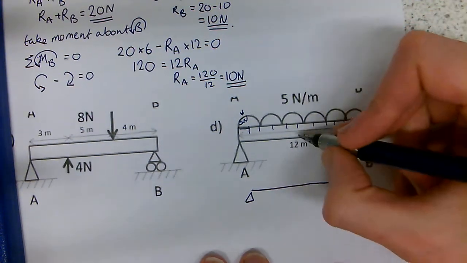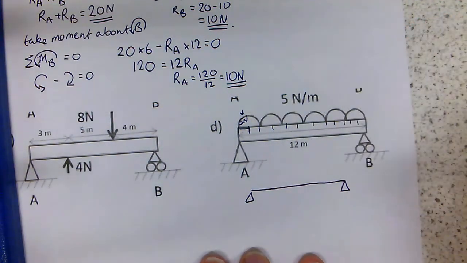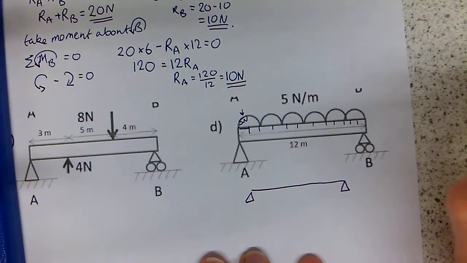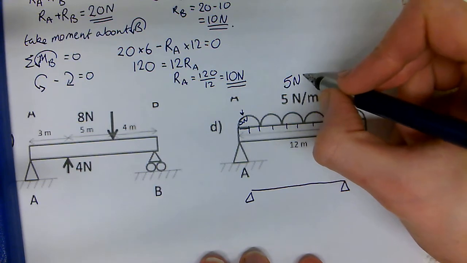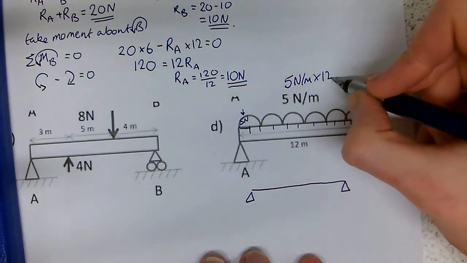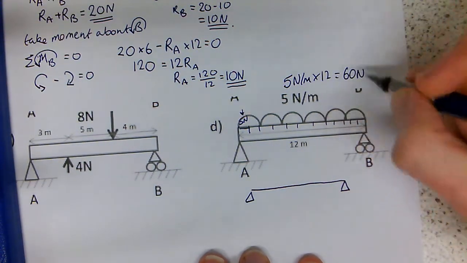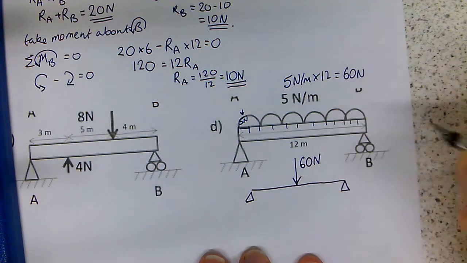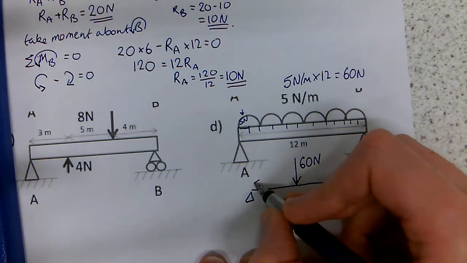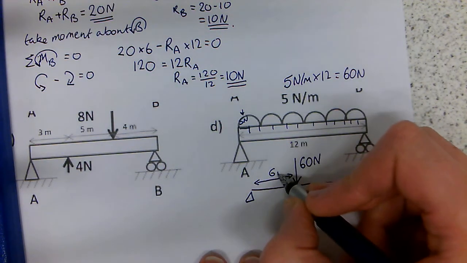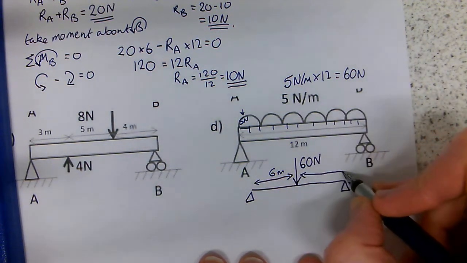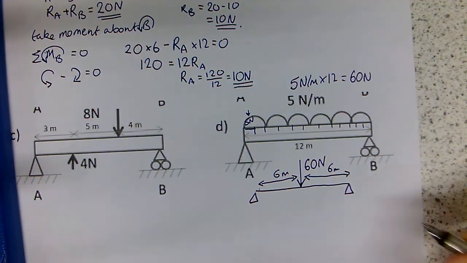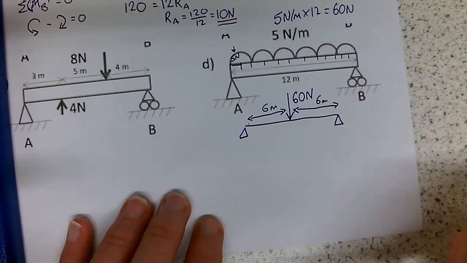So here, what is the total force on this beam? Well, each metre has got 5 newtons on it, and there is 12 metres. 5 times 12 is 60 newtons. So we can see that our point load, equivalent point load, will be 60 newtons, acting in the middle of our 2 supports. That bit is important. It's always in between the 2 supports. Then we solve it the same as before.